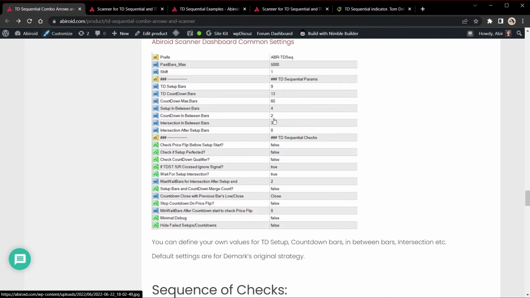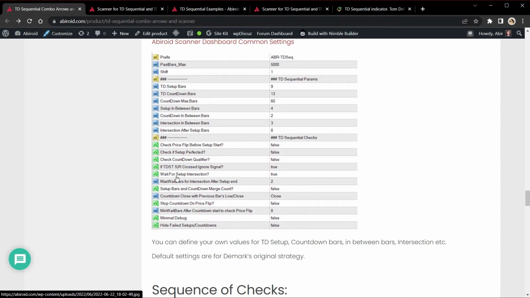So in this video, I'll only talk about these particular settings. We have already talked about the setup bars and the countdown bars. You can set that number right here. This is the in between bars. So 4 means it will check for the candle close with the candle close 4 bars earlier for setup, and for countdown it will check 2 bars earlier, and this is intersection. This is 3 by default, and intersection should happen after at least 8 setup bars. So on the 8th bar or the 9th bar, that is somewhere where the intersection should happen.